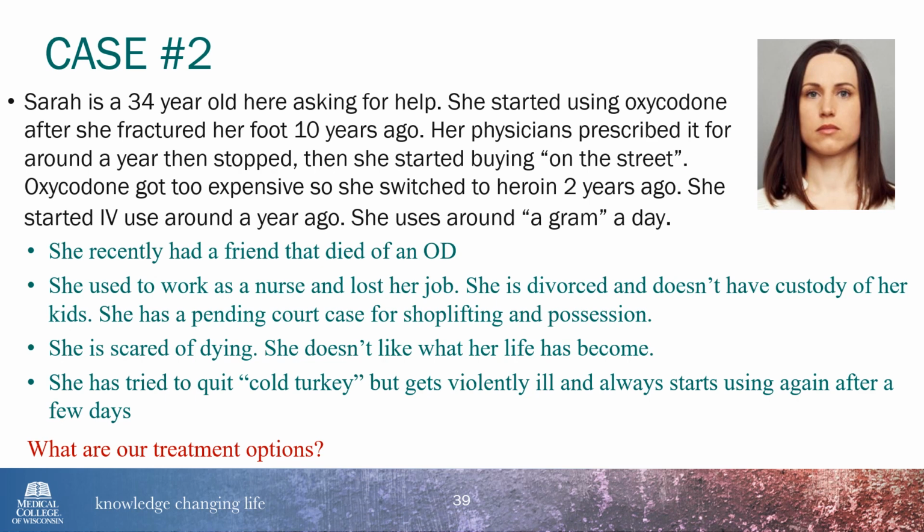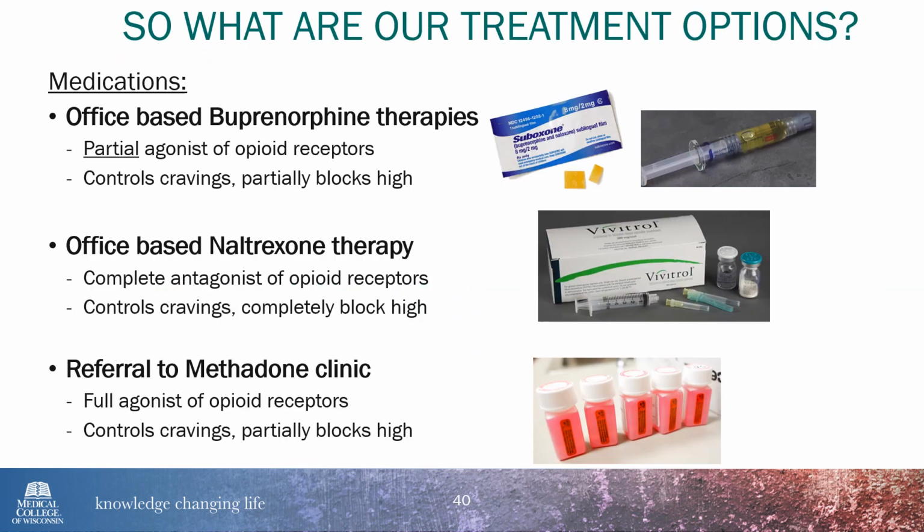All right, getting back to Sarah. Again, our patient with a moderate opioid use disorder. She has a disease that is treatable. How do we help her? What are her treatment options? We've gotten some more information about her. So what can we offer Sarah to treat her opioid use disorder?